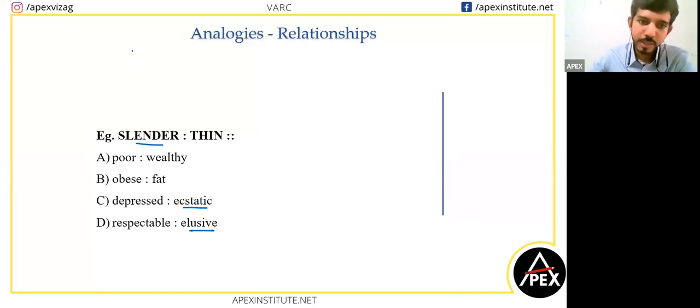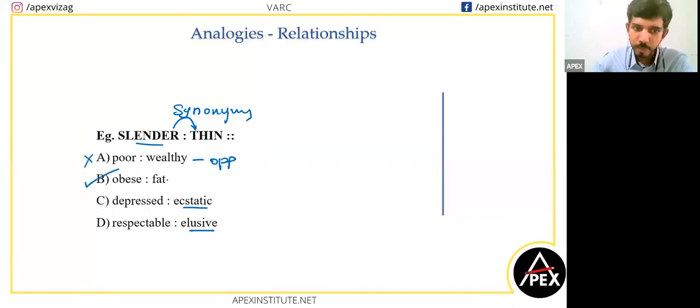Okay. So in this case, slender means thin. These words are synonyms. Okay, so can we try to spot some with the same meaning? Is poor wealthy? No, these are opposites. So we eliminate. Obese is fat? Yes, this can be an option. Depressed is sad. And ecstatic is extremely happy. So these become opposites. So this is not your answer.